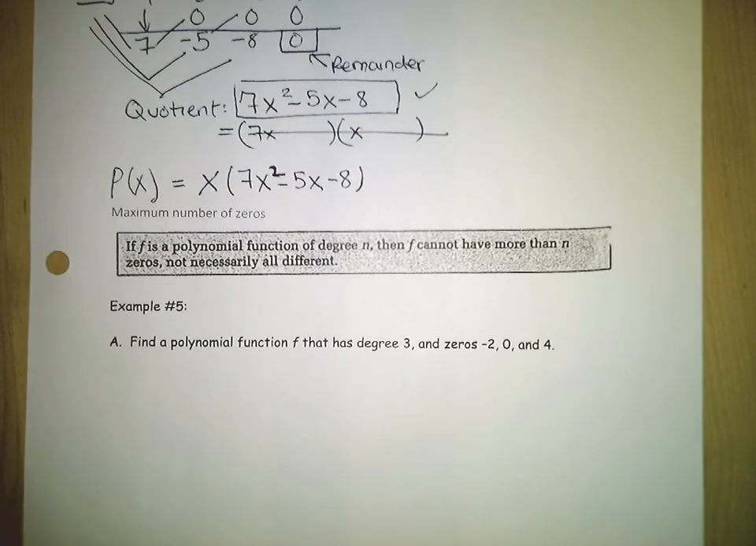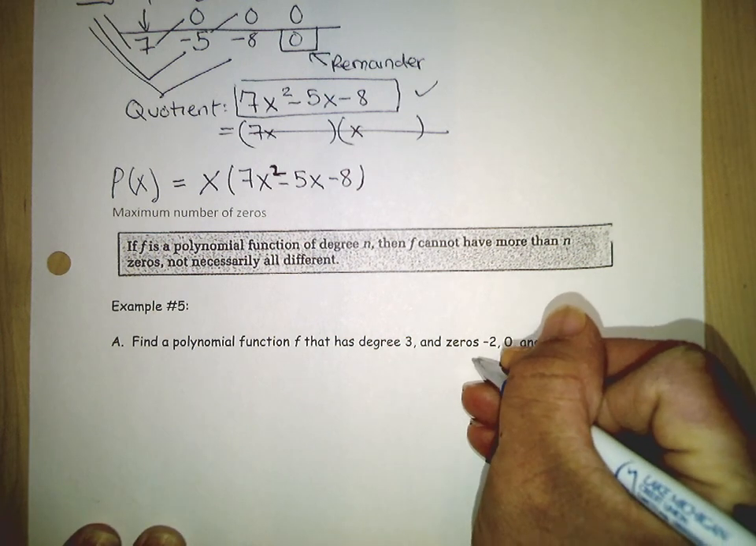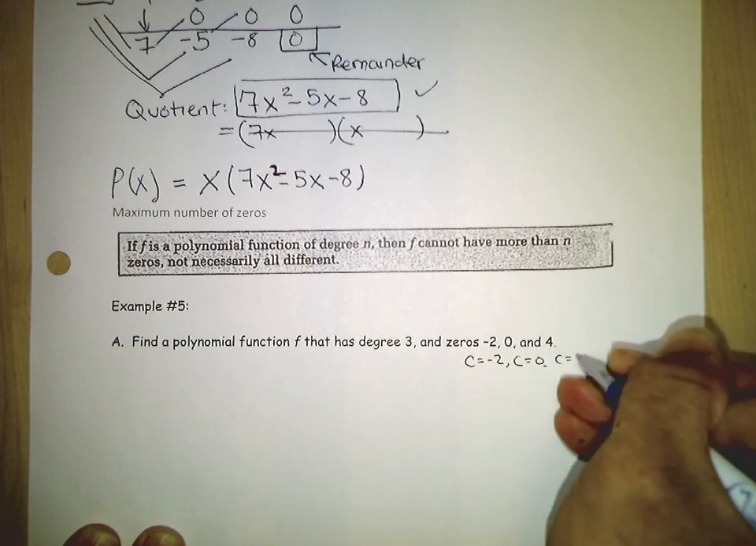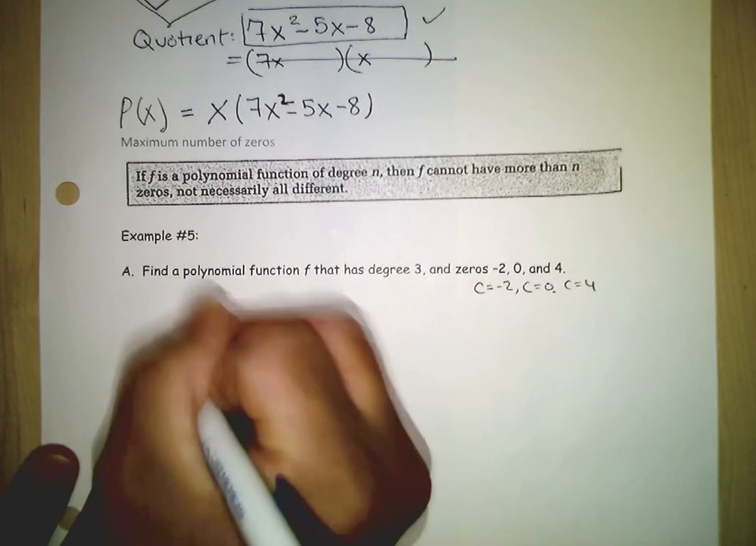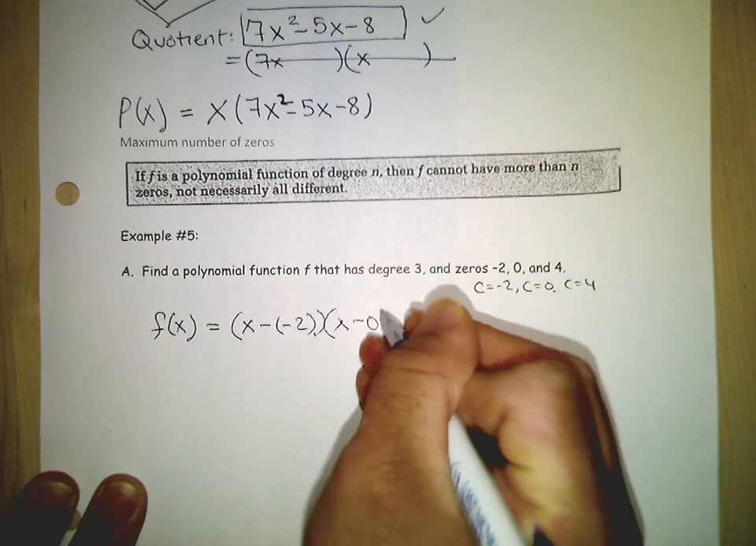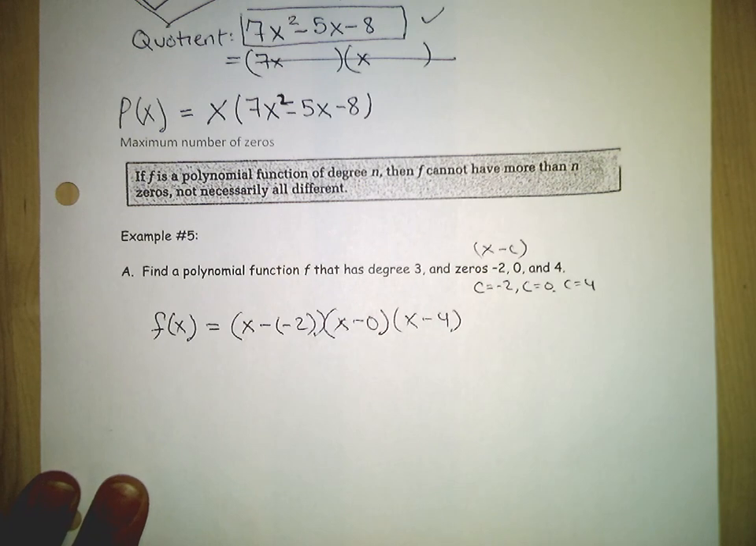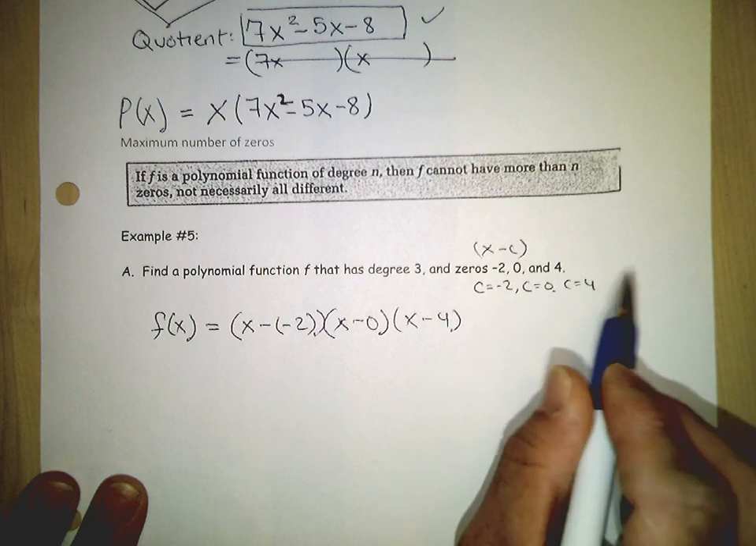Alright, so now here is the maximum number of zeros theorem. If f is a polynomial function of degree n, then f cannot have more than n zeros, not necessarily all different. So let's find a polynomial function f that has degree 3 and zeros of negative 2, 0, and 4. If these are the zeros at c equals negative 2, c equals 0, and c equals 4, then f of x will be x minus negative 2, x minus 0, and x minus 4. Remember the x minus c format that we've been saying: if these are the zeros, x minus c's are the factors of f of x.